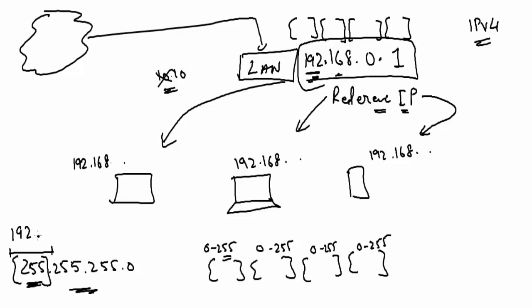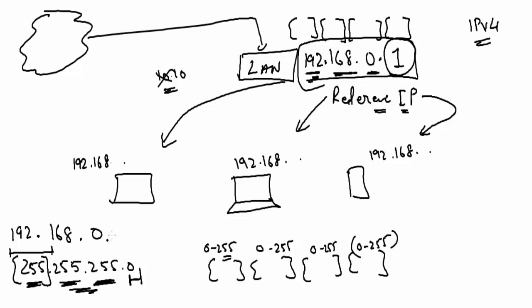So it is 192. The next part of the subnet says 255, which means the second part of the reference IP will remain the same for every device, 168. The next part of the subnet says 255, which means the third part of the reference IP will remain the same for all the devices in the network, dot 0. And the last part of the subnet says 0, which means the last number of the reference IP can take any value between 0 and 255.